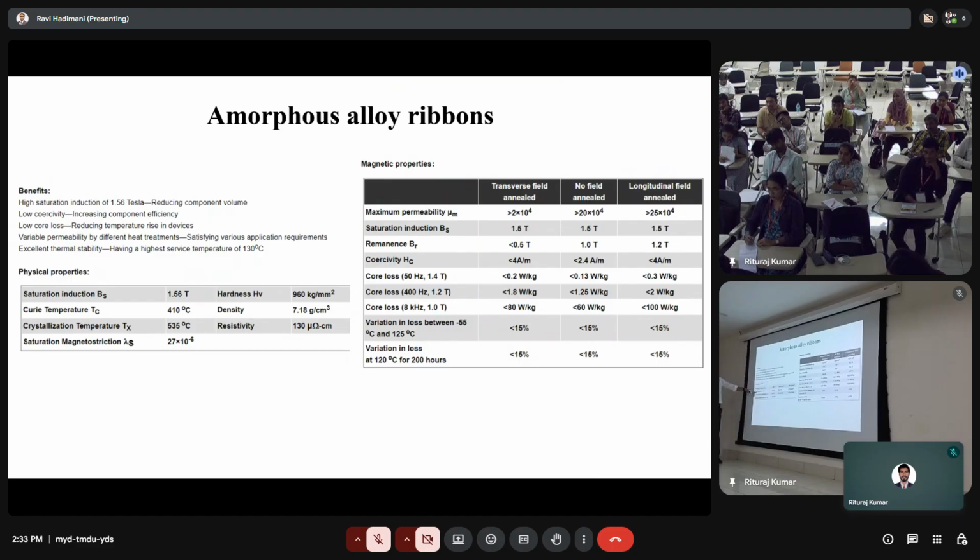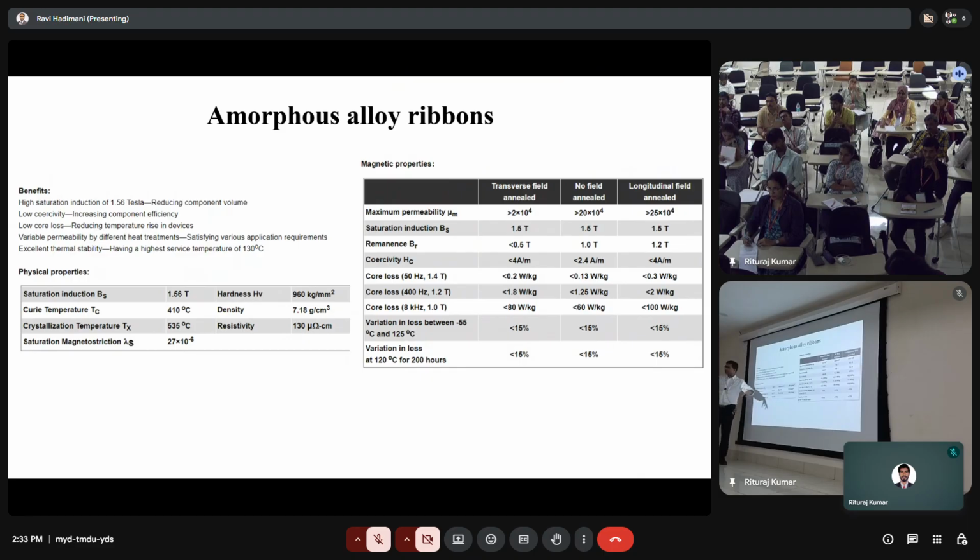The saturation BS, or magnetization, is 1.5 Tesla, which is quite high. All these are good parameters. The Curie temperature, 410 degrees centigrade, is quite high.